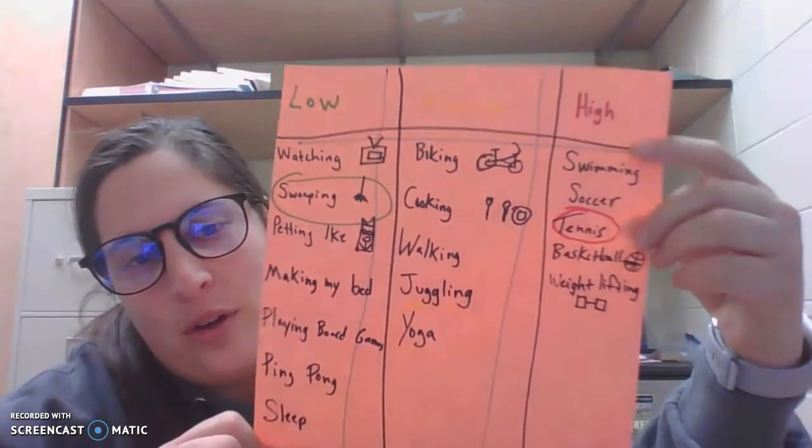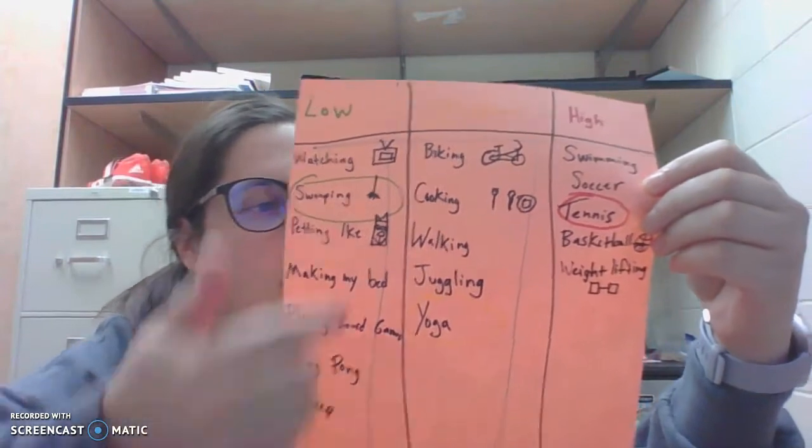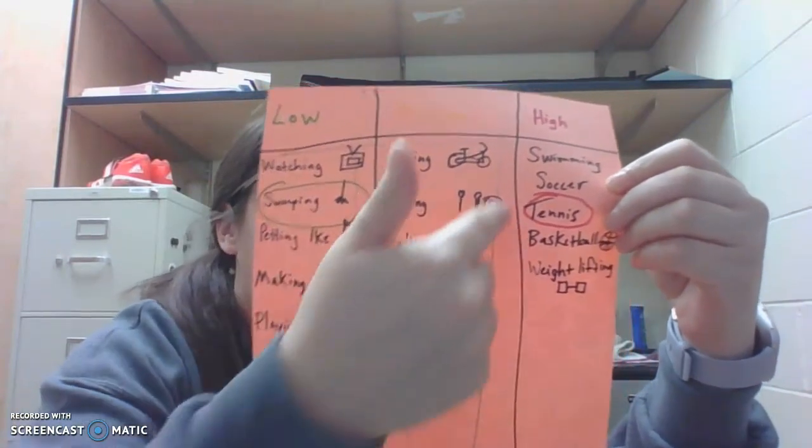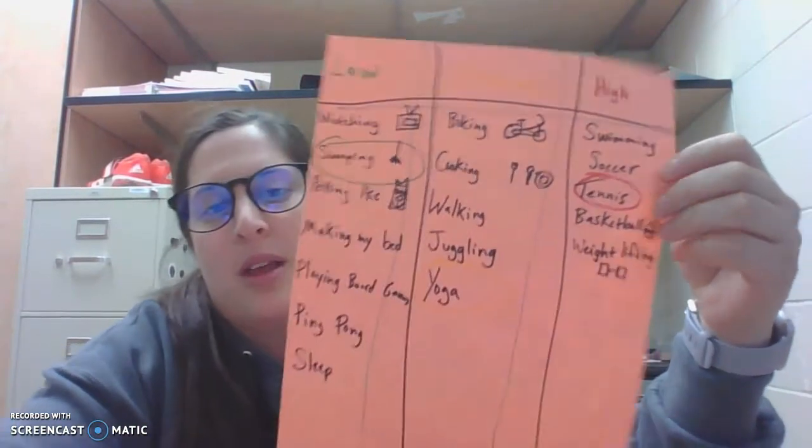Yes, as long as it doesn't snow. I might have to switch that to something else. But as for now, I'm going to try doing some tennis this week. So here's what it should look like. You have one circled in the low column, one circled in the medium column, and one circled in the high column.